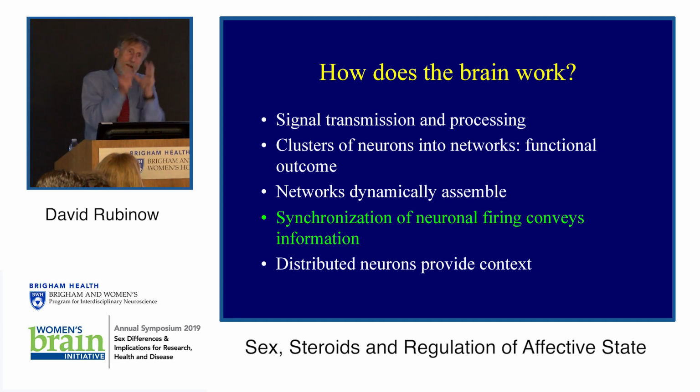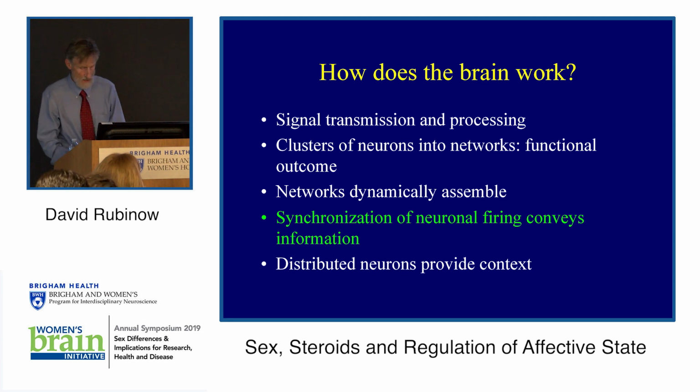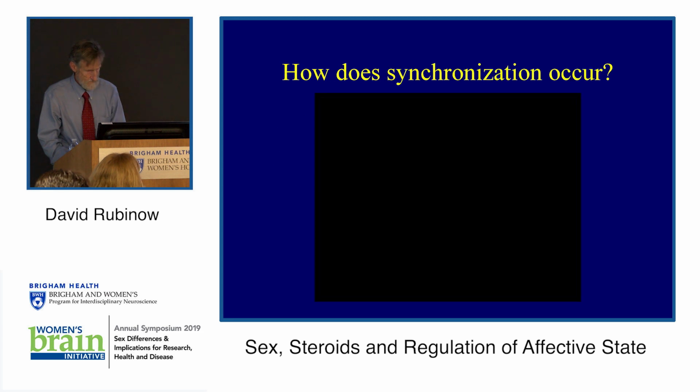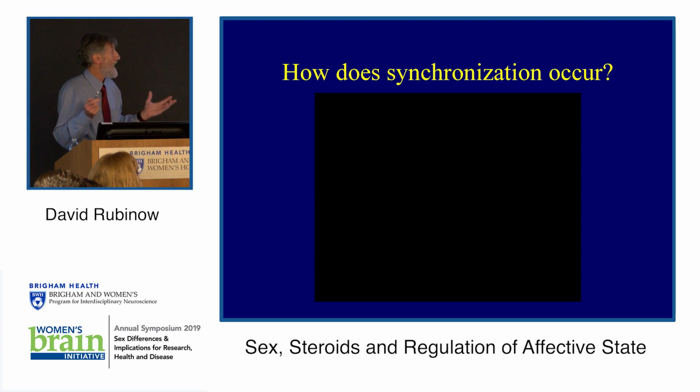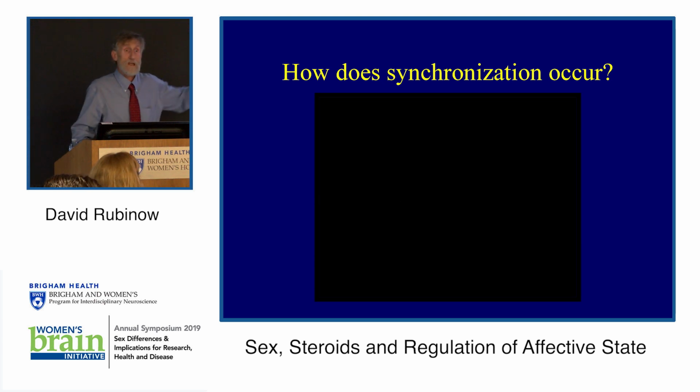Because when neurons fire together at a particular frequency, it conveys information to the rest of the brain and tells it, in essence, what it ought to be doing. So how does that actually occur? I'm going to try to provide an example of how it is that nerve cells, which are ordinarily randomly firing, can synchronize.